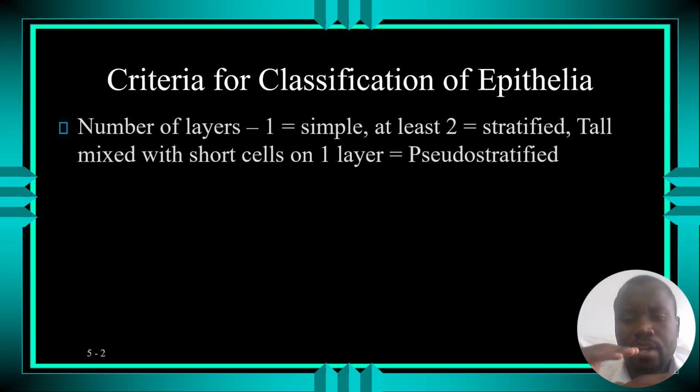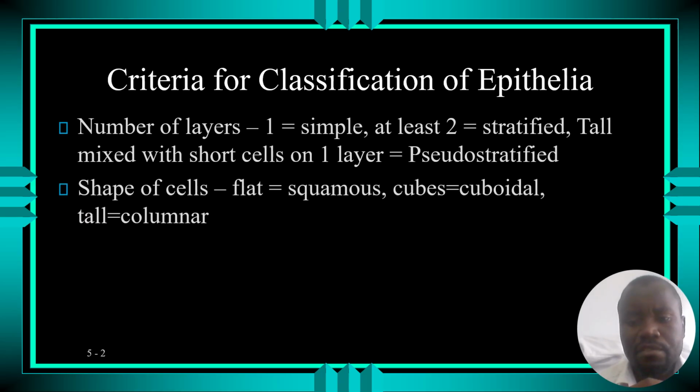Then we can have one layer of cells, but some of them will be shorter while others will be taller. So when you look at the histological appearance of such a tissue, you will see that maybe there are several layers of cells. No, it's just one layer of cells, except some of them are taller than the others, so they tend to look like there are several layers. So this type of epithelium is called pseudostratified, a fake stratification or a fake layered kind of epithelium.